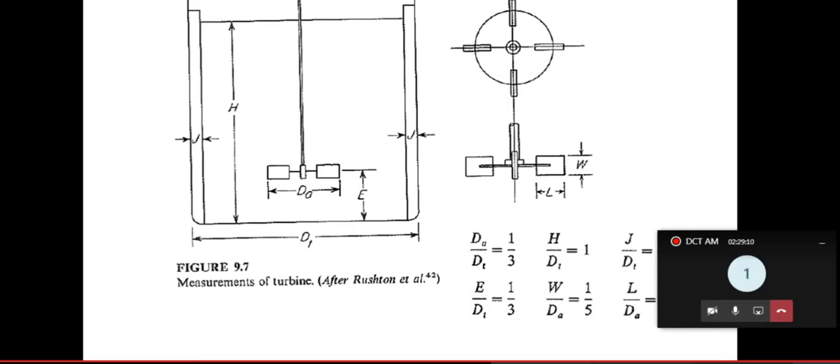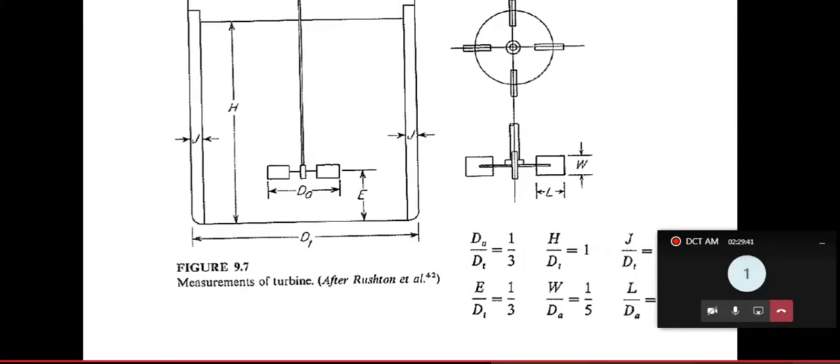Now I use the word geometrical similarity. What is the meaning of geometric similarity? If you are conducting an experiment for 1 kL, 1000 liters, and if you are conducting for 10 kL, 10,000 liters, the ratios should be the same for the vessel. Then we say it is a geometrically similar system. If not, then it is not.